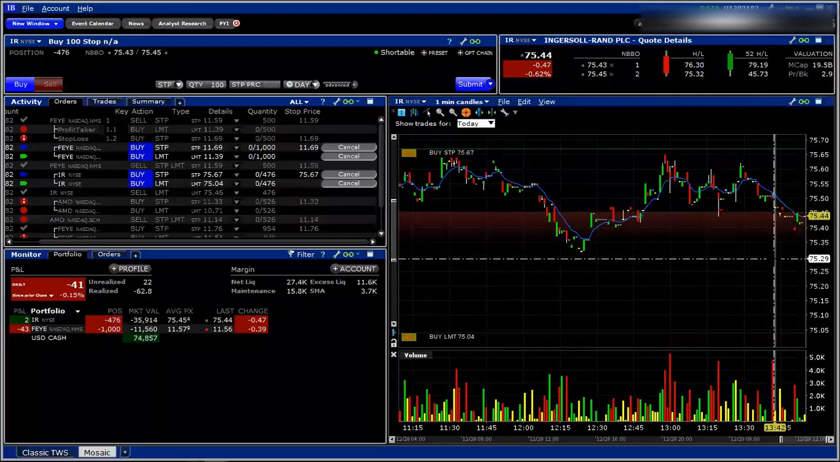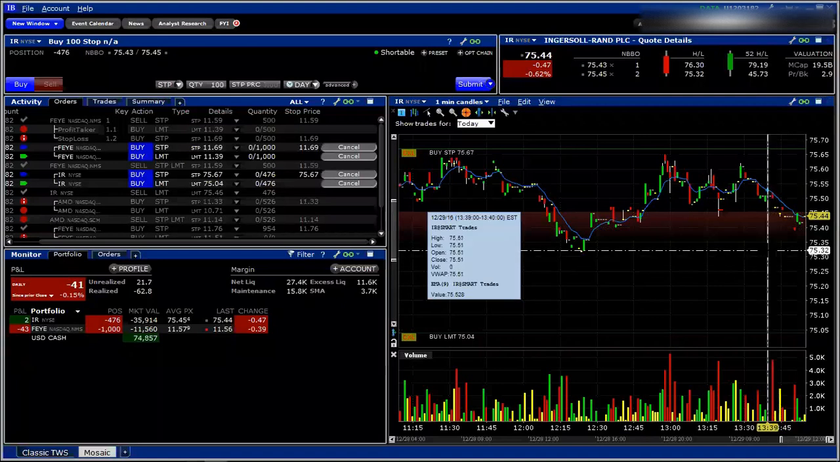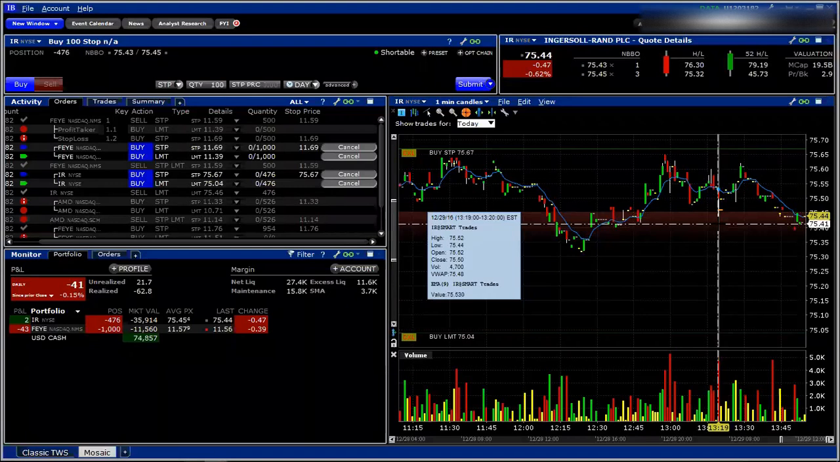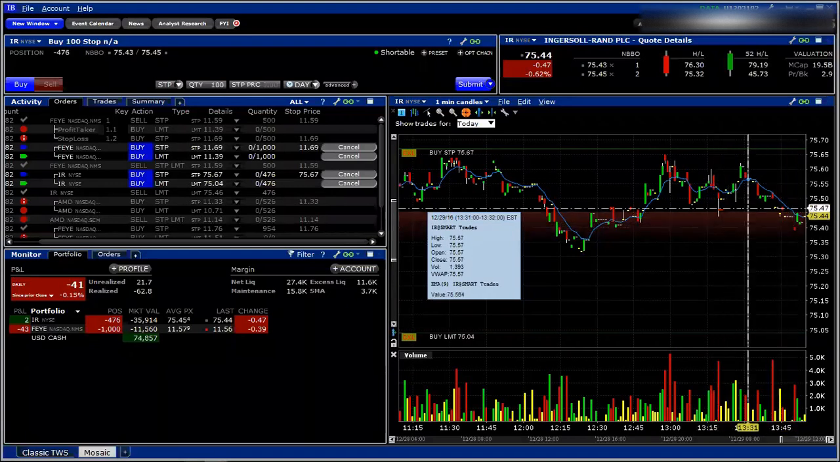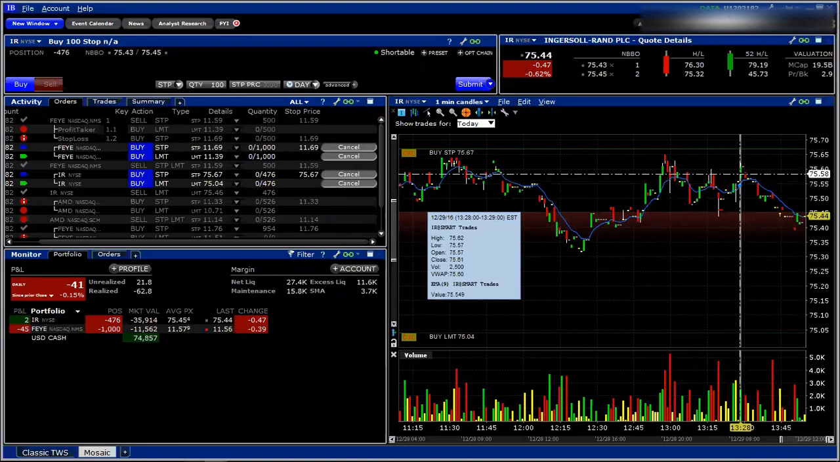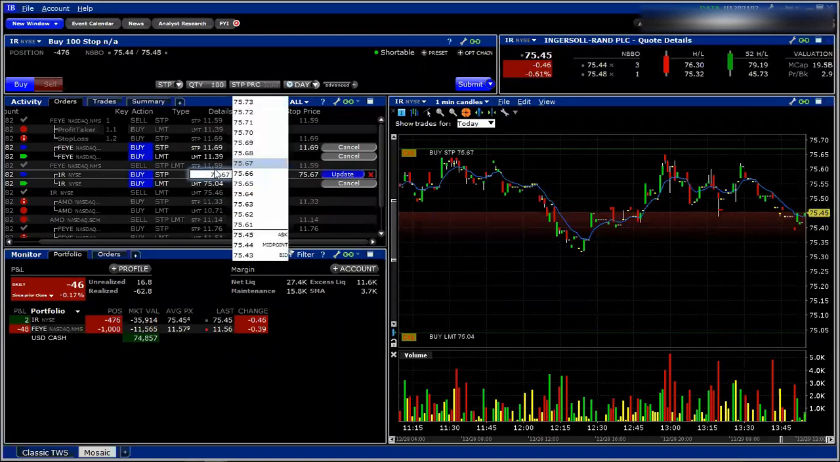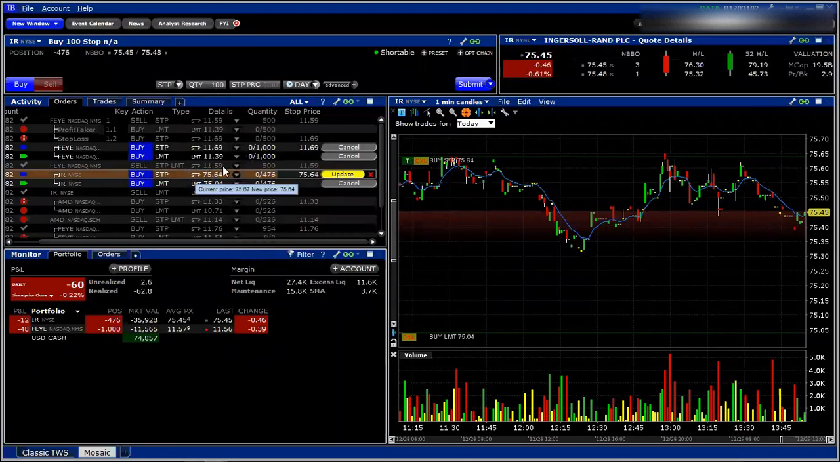All right, a while ago I said that if Ingersoll Rand, ticker IR, gets below this candle, the low of that is 75.44, that I was going to go ahead and lower my stop. It did in fact do that, and the high of that candle is 75.62, so I am going to lower my stop to 75.64. And once again, I'm going to come over here and click on that, make that a 4. It says 75.64. Yes, please. Click update, and now my order is in.